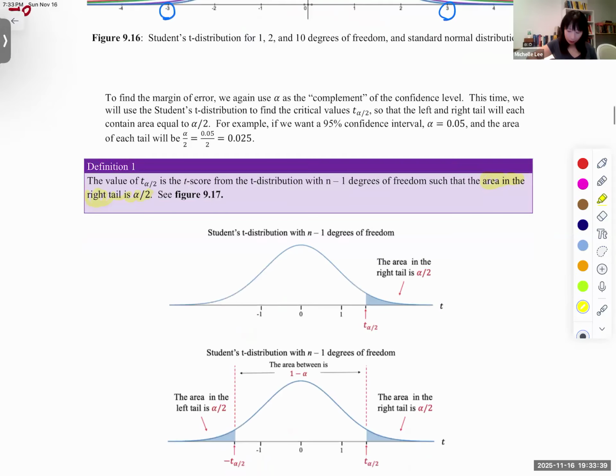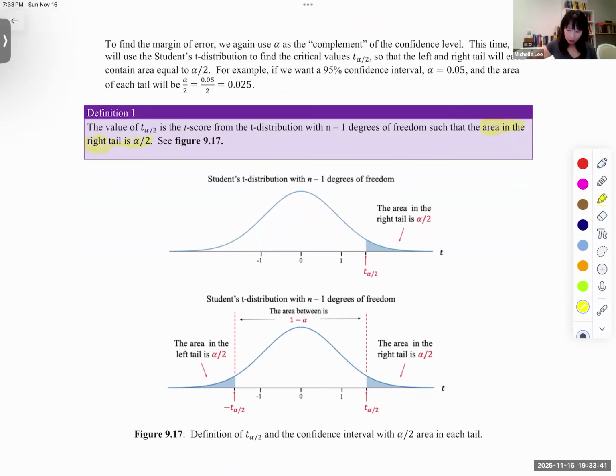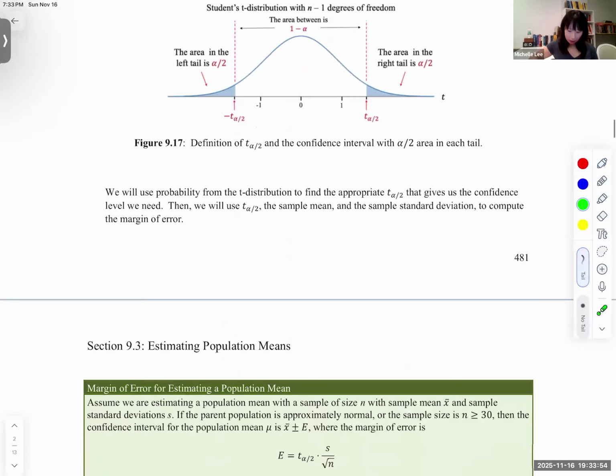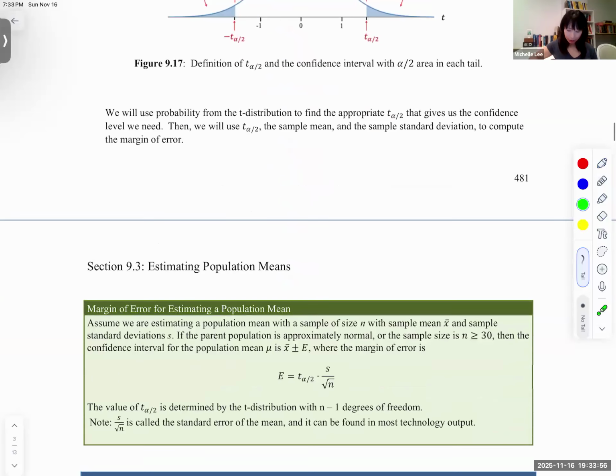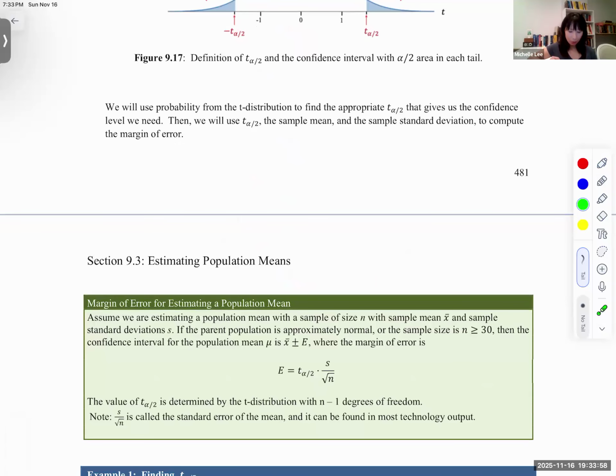All right. So we have the nice picture, right tail. Or we can use it between two, right? So 1 minus alpha, like what we did last section. Okay, so margin of error again, right? So margin of error for population mean. So we are using t critical value and standard deviation.